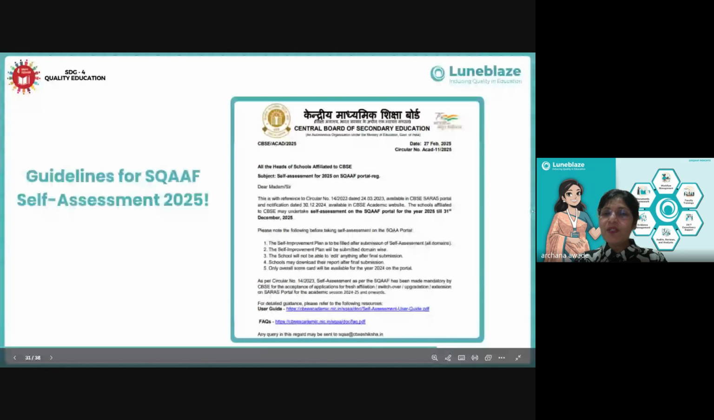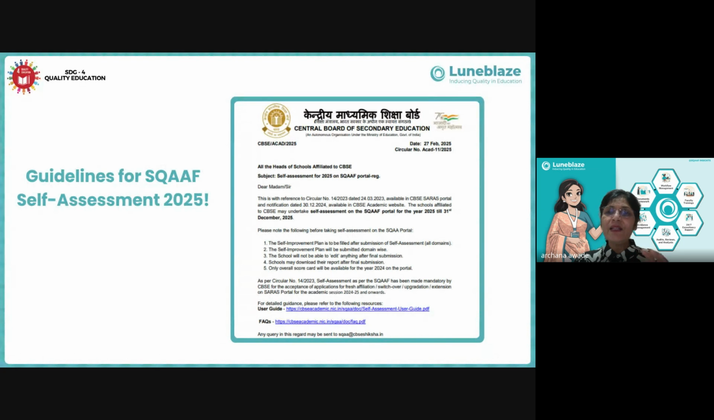Submission timeline: the circular talks about when you have to complete your self-assessment and the school improvement plan, and it is to be uploaded on the portal by 31st December 2025. Submission platform: all reports and documents must be submitted via the official SQAAF portal using the LOC, list of candidates, login credentials. Then inspection and validation: post submission, the school may undergo a validation visit by the peer assessor team as per the CBSE norms, and it is critical that every school principal, management team, and the SQAAF coordinator is thoroughly familiar with the guidelines in the circular. This will ensure not just timely submission, but a meaningful growth-driven self-assessment process.